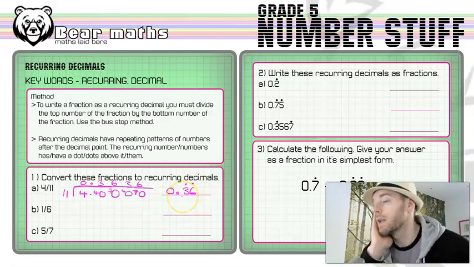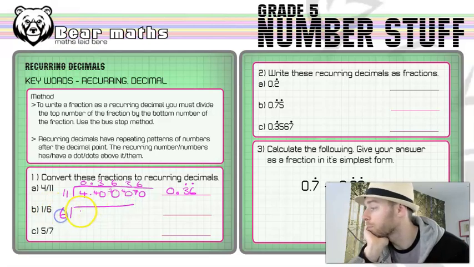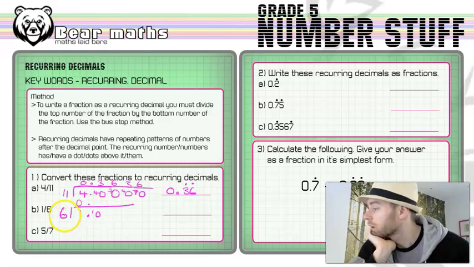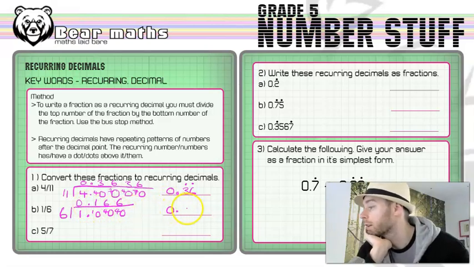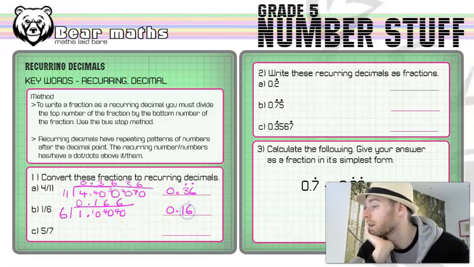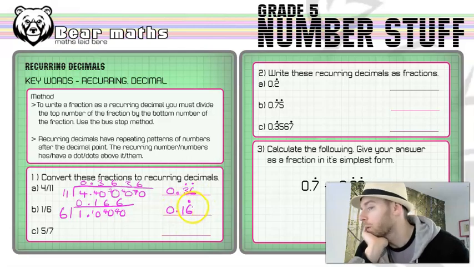Okay, now in B what we've got is 1 divided by 6. So 6 goes into 1 no times. 1 carries over the decimal point, so we go 6 into 10 once with 4 left over. 6 into 40 goes 6 times with 4 left over. And this is where we're going to keep getting our recurring number, so we don't bother anymore with our workings. We go 0.16 and put a dot above the 6, because the 1 isn't a number that recurs. Only the 6 is.